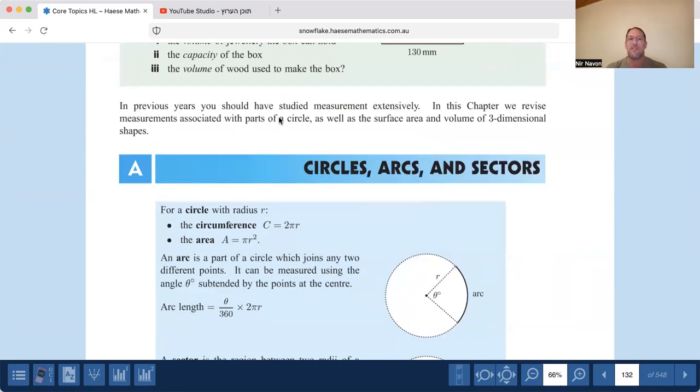In previous years, you should have studied measurement extensively. In this chapter, we revise the measurements associated with parts of a circle, as well as the surface area and volume of three-dimensional shapes.